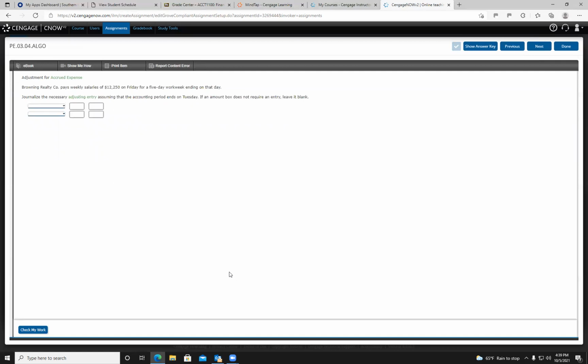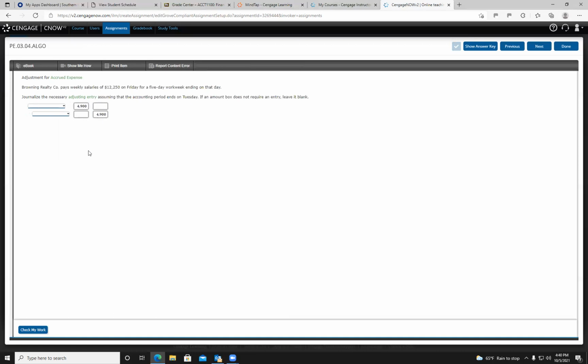Okay, another example of an accrued expense. Again, this is another salary. This time it is a 5-day work week, and we're going to assume that the accounting period ends on a Tuesday. So again, we're going to take that 12,250 and divide it by 5 because it's a 5-day work week. And the accounting period ends on a Tuesday. So that means Monday, Tuesday, a 2-day work week that we're going to capture. Then we're going to take that amount and multiply it by 2. So the answer is going to be $4,900. That's going to be the amount.